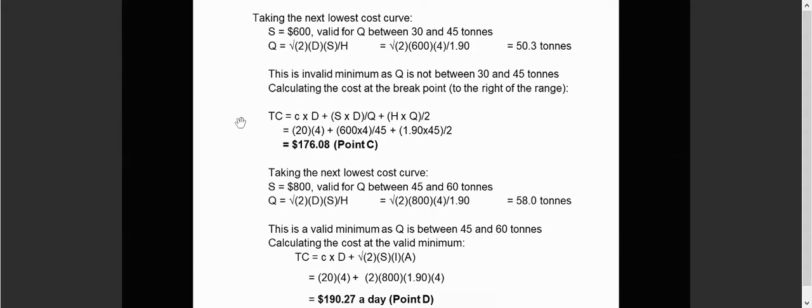Jadi berlawanan sedikit dengan kuantiti diskaun yang kita bincangkan sebelum ini, yang mana kita mengambil kuantiti yang terendah di dalam julat yang ditawarkan. Tetapi untuk pricing delivery cost, kita akan ambil nilai kuantiti yang maksimum untuk mengoptimumkan kos yang kita tanggung dalam ordering, dalam membuat pemesanan.